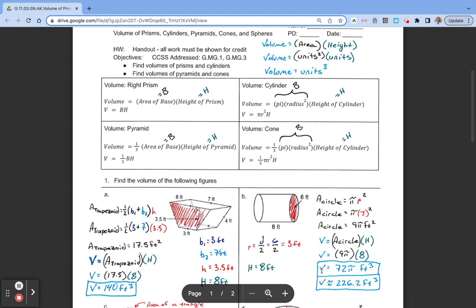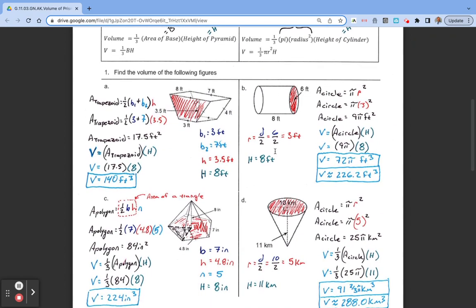Next, we have volume of a pyramid. A pyramid is almost the same thing as volume of a prism. We have the area of the base, and we're going to multiply that by the height. The only difference when we're calculating a pyramid is we have to multiply everything by 1/3. Very similar, volume of a cone is the same thing as volume of a cylinder. We still have pi r squared multiplied by the height, but now we have to multiply by 1/3 in front because it tapers down to a point.